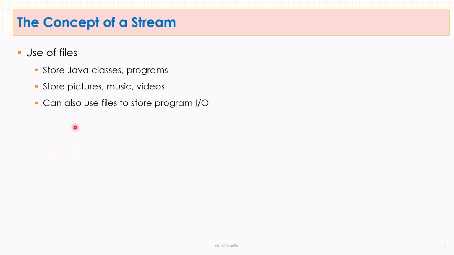First is the use of files. We have used files in many applications. For example, when you write your Java program, you are in fact saving your program in a file. So when you use JGrasp and you save the file, the file will have a name ending in .java. This file is used to store your program. So files are used for storing Java classes, programs, and so on.